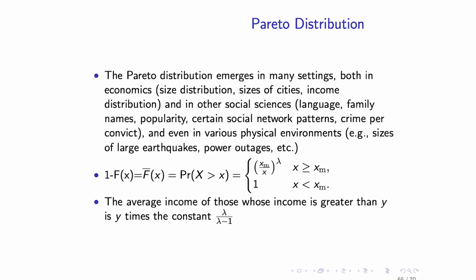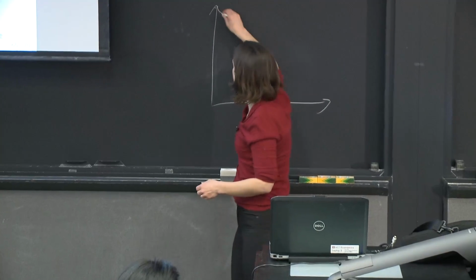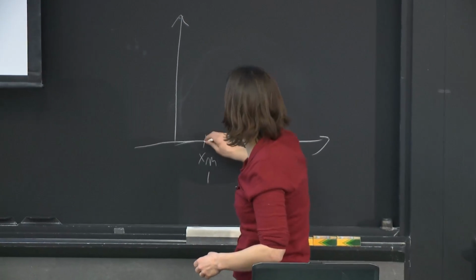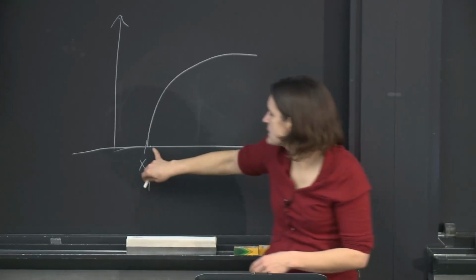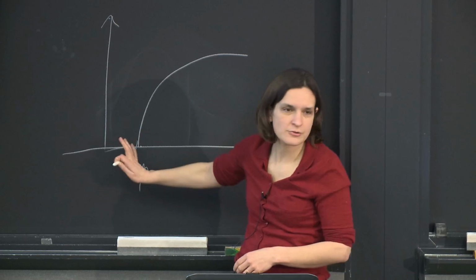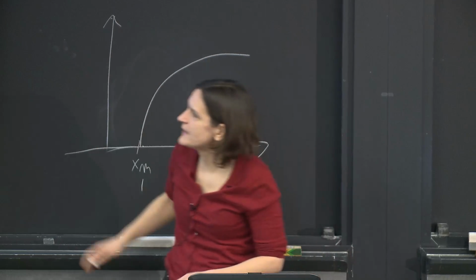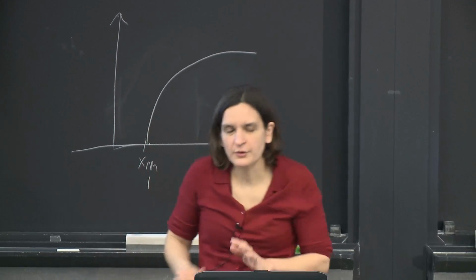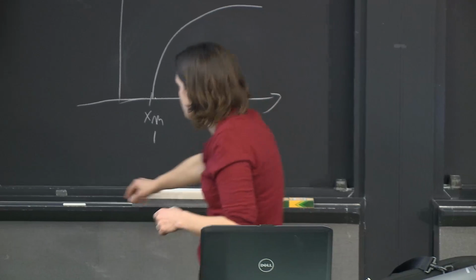If I draw the PDF, it looks something like this. Say xm is 1, it looks like this, and then like this. We're typically not interested in income close to xm. xm gives us the scale parameter, and lambda is called the shape parameter. It's more intuitive to see it that way.